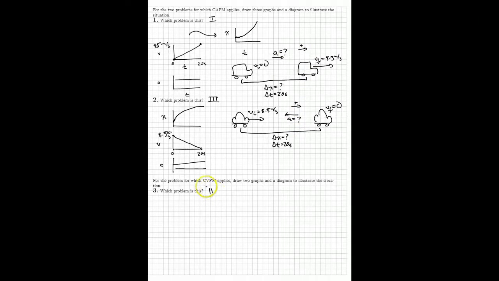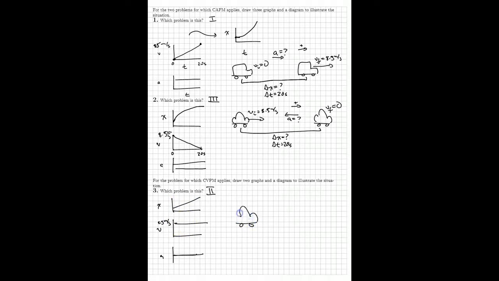So, problem 2 was where CVPM applied, and we had a buggy driving at a constant speed of 8.5 meters per second, which means the acceleration is 0. And the position graph should have a constant positive slope because this has a constant positive value.